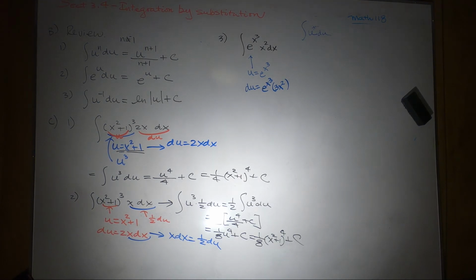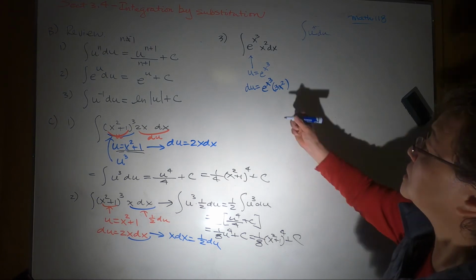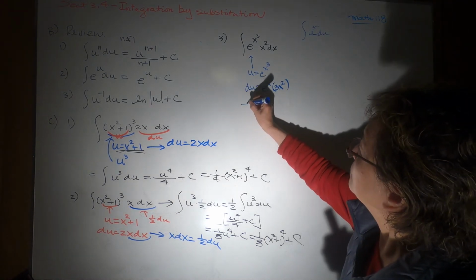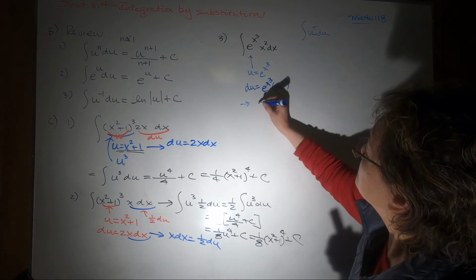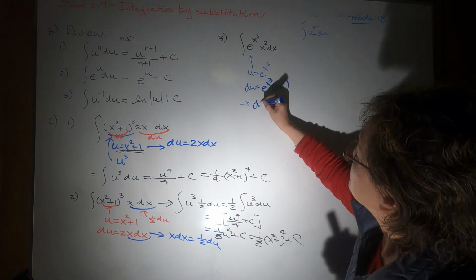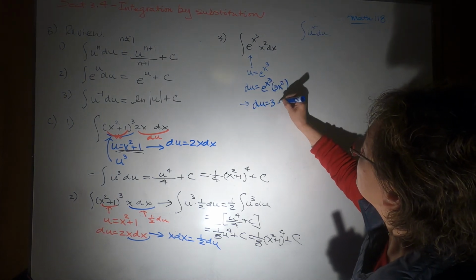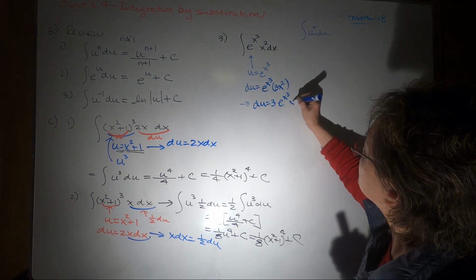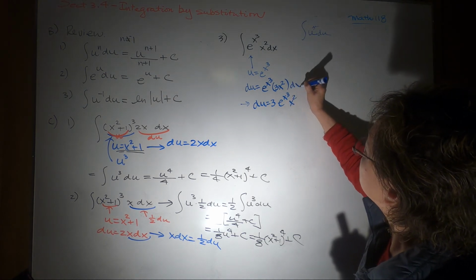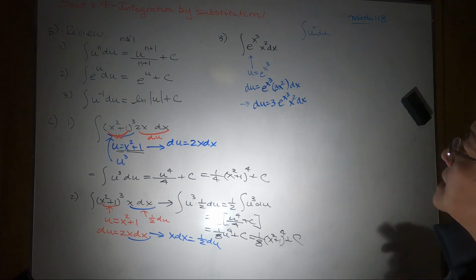You can do it this way. Okay? If we do it this way, what do we have? Let's see. Then we will have du equals 3 times e to the x cubed times x squared dx. Is that right?